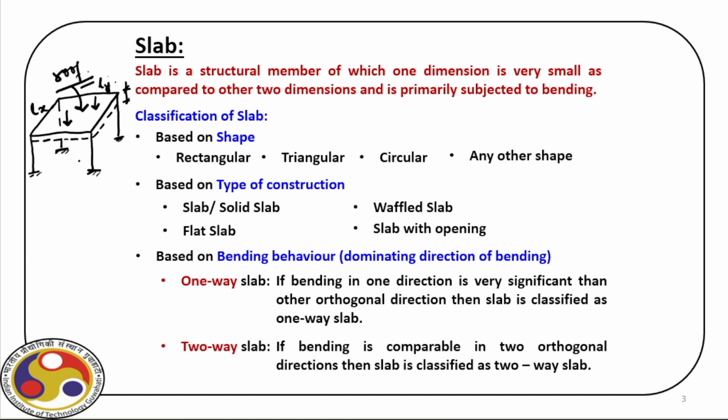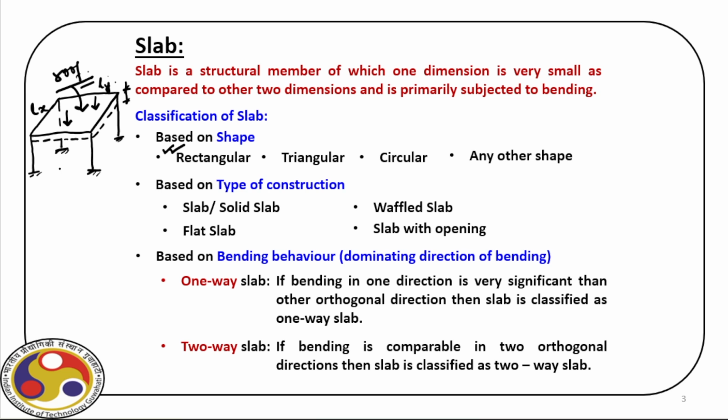Now we can further classify slab into different categories, and these classifications can be done based on different features. The first one is obviously the shape of the structure. So we can have rectangular slab, triangular slab, circular slab, or for that matter, any other shape. Now in this course, we will not discuss other types. We will fully focus on different types of rectangular slabs and their design.